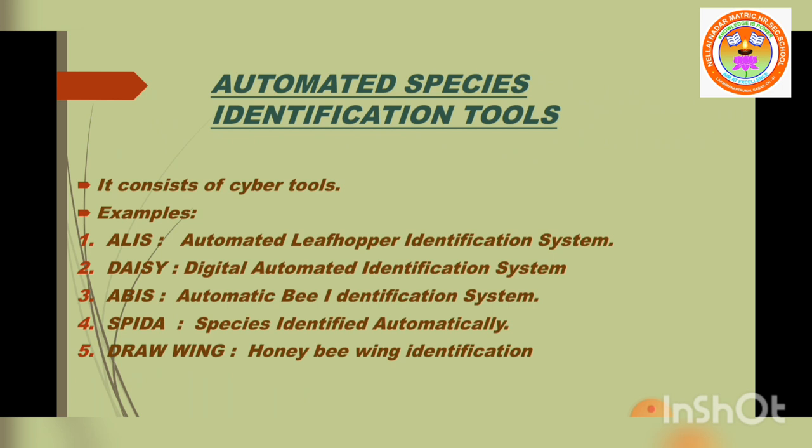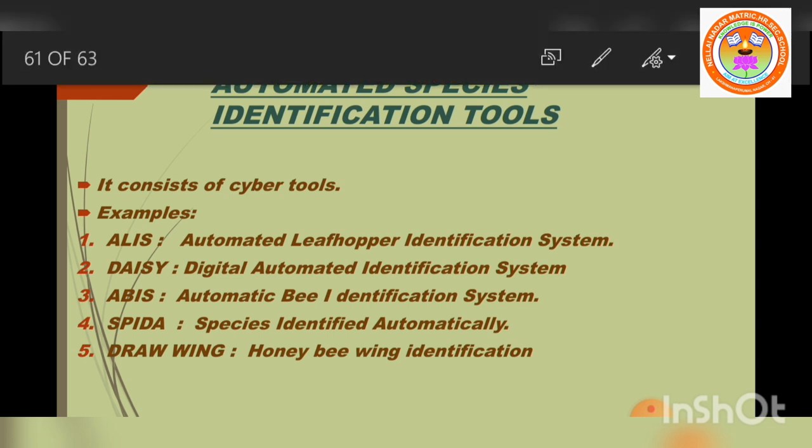Next, ABIS, Automatic Bee Identification System. Then SPIDA, Species Identified Automatically, Spiders, Wasp and Bee Wing Characters. Draw Wing, Honeybee Wing Identification. So these are all the automated species identification tools.